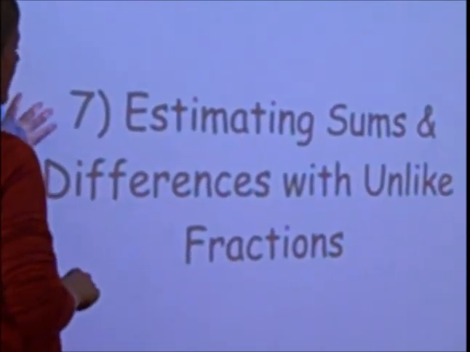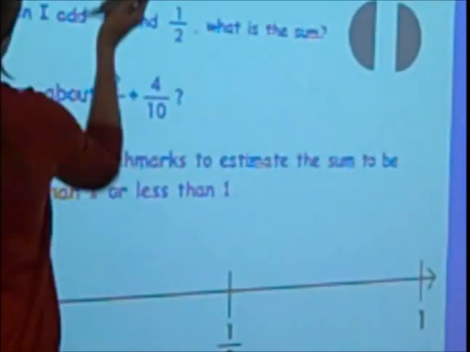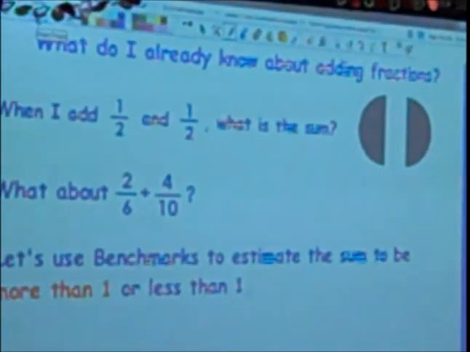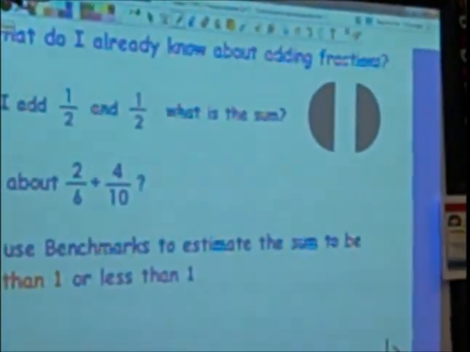Okay, so topic 7 is estimating sums and differences with unlike fractions. And this is where that benchmark understanding of a half, greater than half, less than half, really comes in handy.